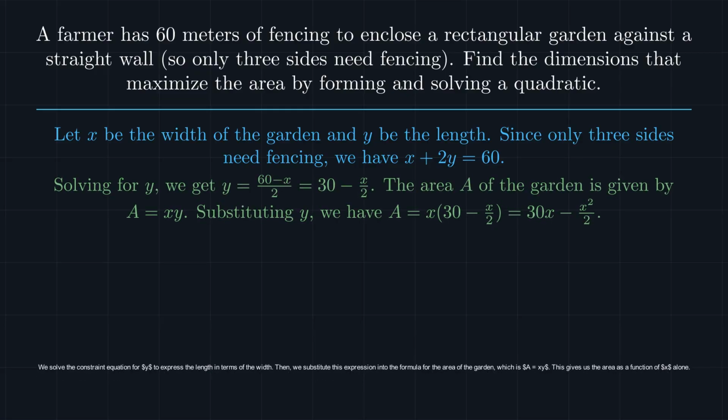We solve the constraint equation for y to express the length in terms of the width. Then, we substitute this expression into the formula for the area of the garden, which is A equals xy. This gives us the area as a function of x alone.